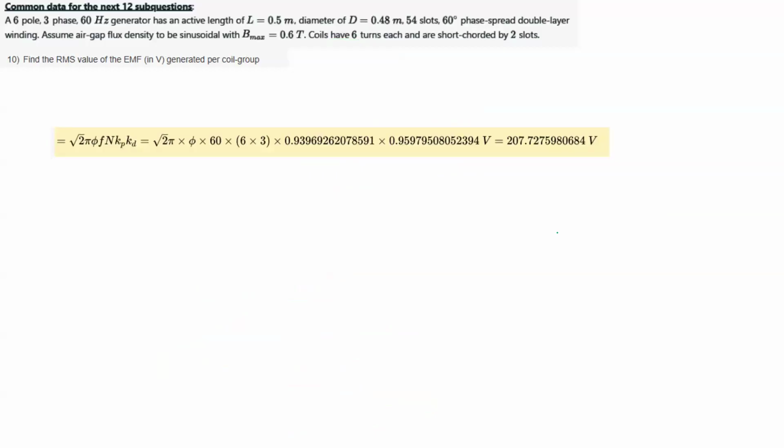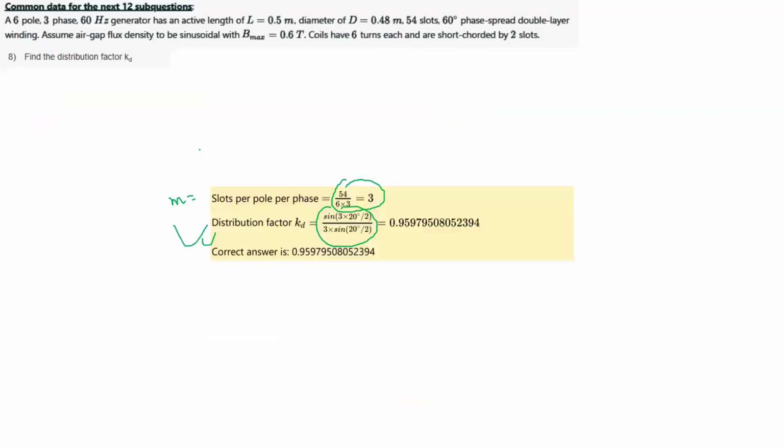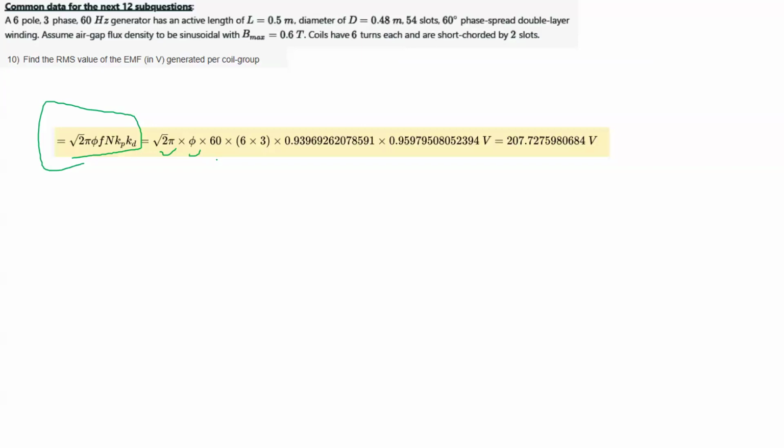Now here you have to find the RMS value of EMF which is generated per coil group. Okay. So actually I have a little bit of doubt in this question, because this is the formula of the EMF, but in the formula of EMF you have root 2 pi, you have flux per pole which you have obtained from this question as 48 milliwebers. Okay. And then you have frequency which is 60 hertz. Coils have 6 turns each, so for that you have 6. Okay. And what is this 3?